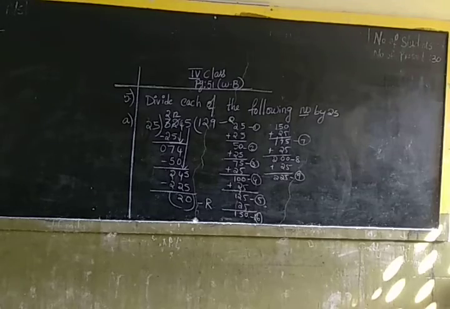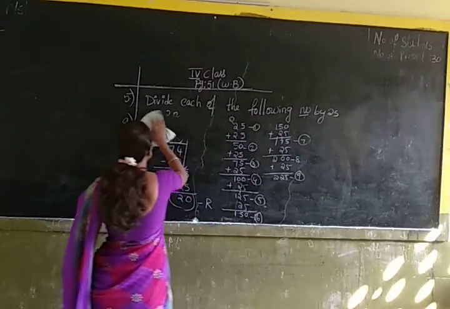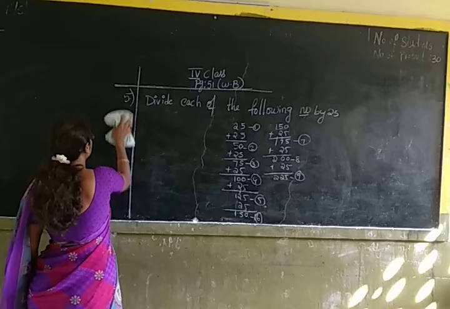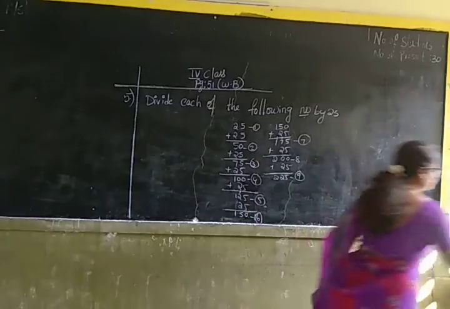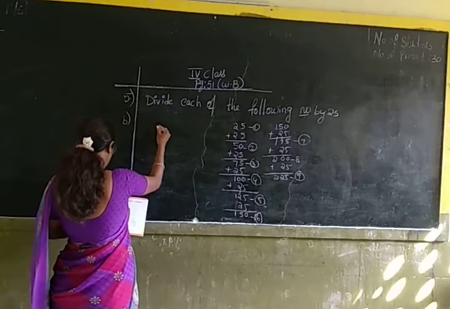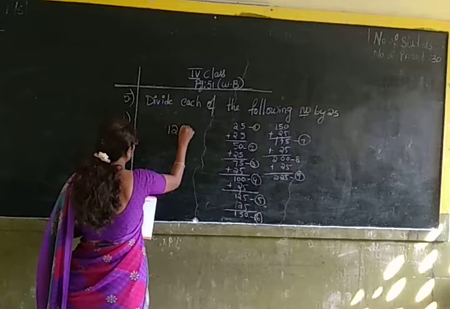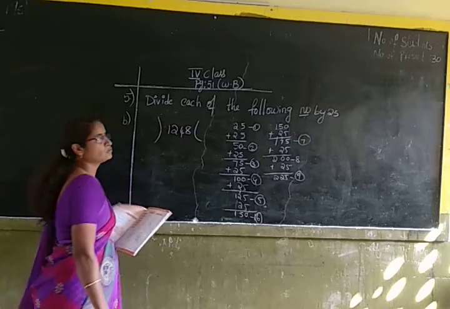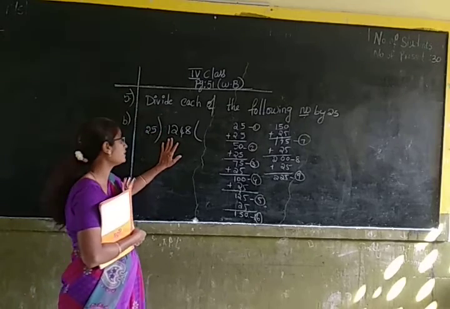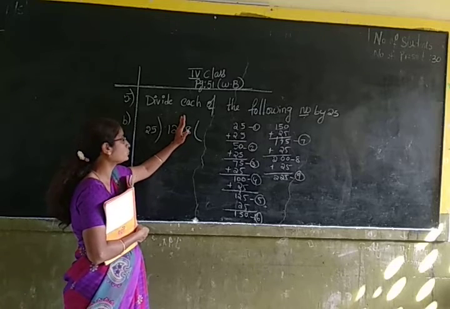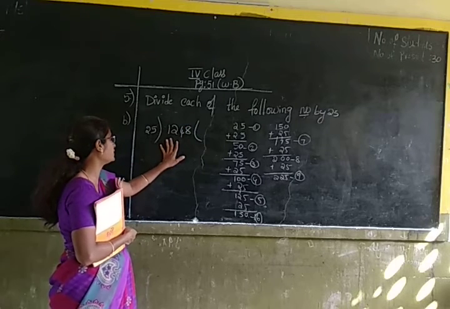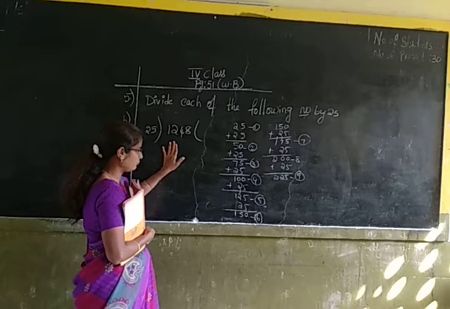Now let us do the B sum. Again we have to divide 1248 by 25. How many digits do you have to take? Here you have to take 3 digits. If you take 2 digits, 12 will be smaller than 25. So you have to take 3 digits, which is 124. How many times does 25 go in 124?